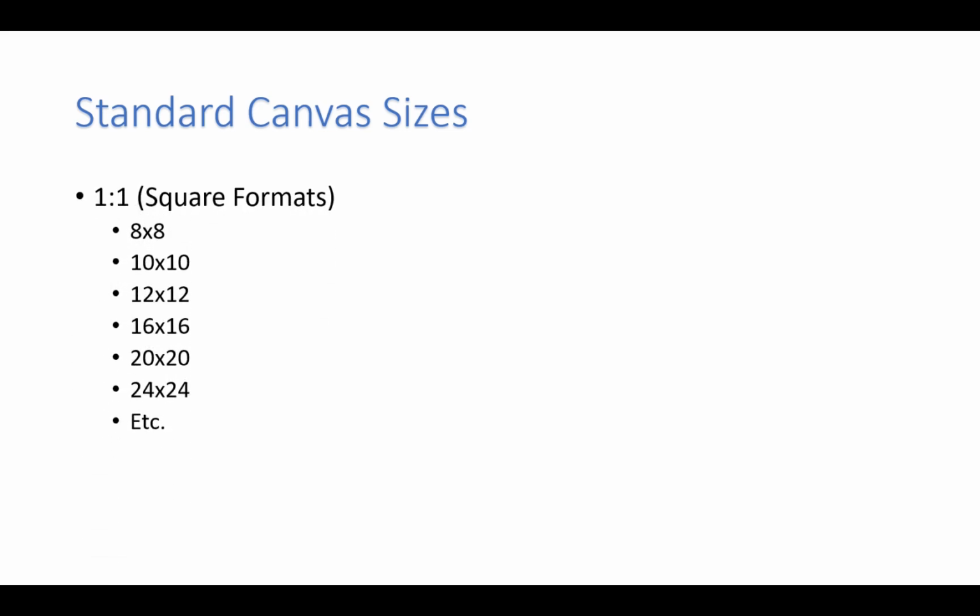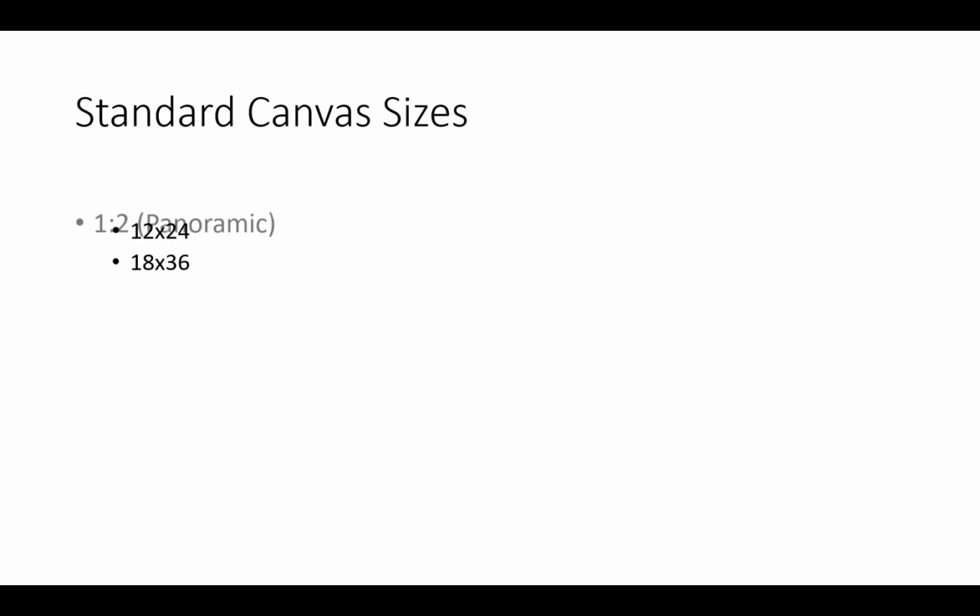Let's take a look at the standard canvas sizes for each of these ratios. There are lots more. This is not an exhaustive list. So our square format, that's anywhere where the height is equal to the width. Lots of sizes available at your local stores for this, including ones like 8 by 8, 10 by 10, and going up to much, much larger than 24 by 24. The panoramic, two common sizes available in 1 by 2, are 12 by 24 inches and 18 by 36. But you can also get ones that are larger.